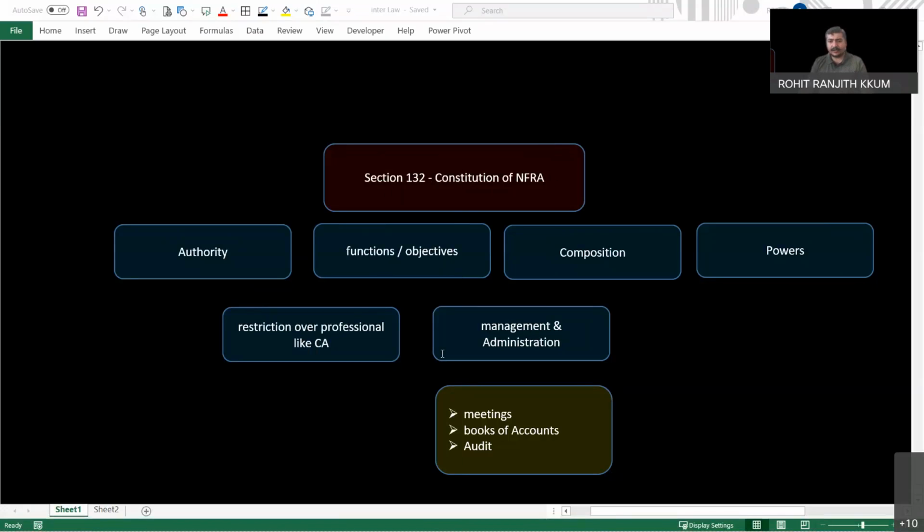Okay, so let's start with subsection number 1 now. What is written in subsection number 1, if you read it, is that the central government may, by notification, constitute an authority. So the first point over here is who is the authority? The authority is central government, to provide for matters relating to accounting and the auditing standards under this Act.